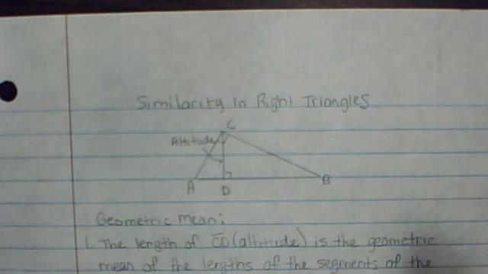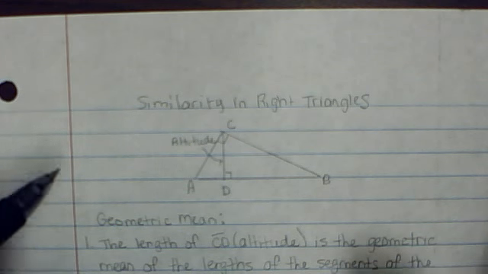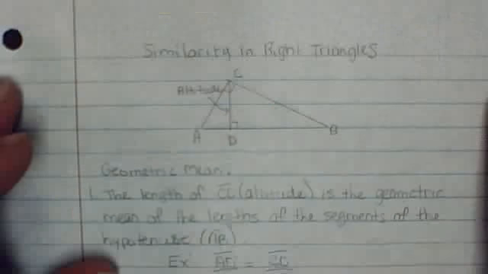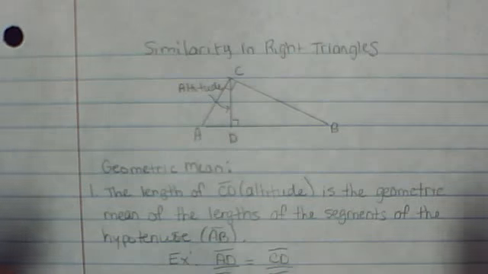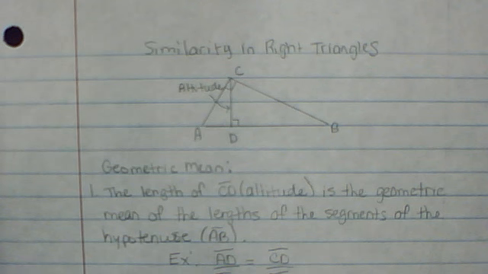Now we're going to be using our simplifying radicals in our similarity in right triangles. With similarity in right triangles, what we're going to be looking at, obviously, are right triangles that are similar to one another in the fact they are proportionate. But we're also going to be doing something where we're finding the geometric mean.